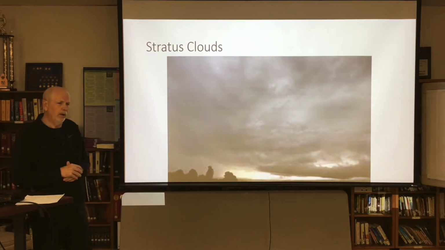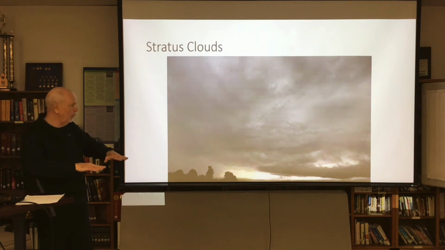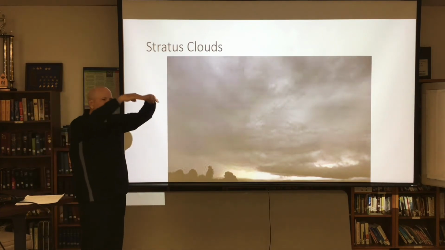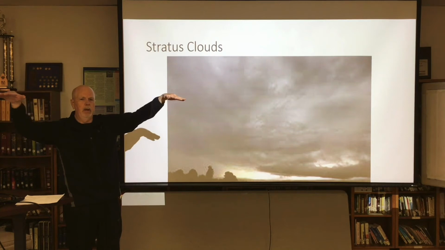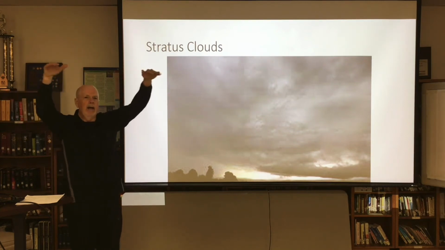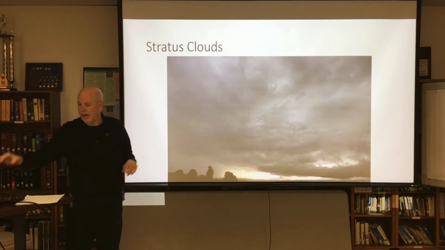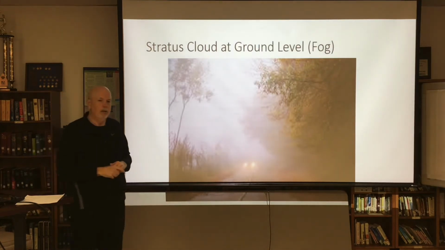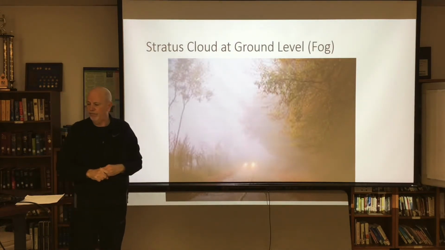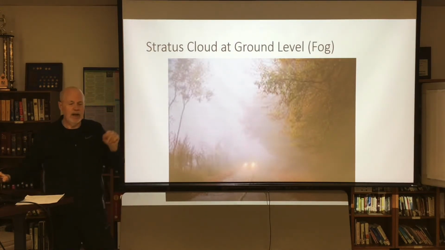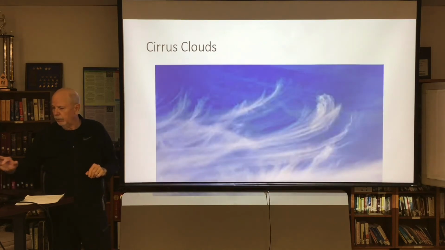So this morning, I was driving my car and there was a stratus cloud so low it was actually on the ground. So these stratus clouds are kind of like blankets of clouds, and they can be higher up in the air, or sometimes they might even be down at the ground level, causing fog. So our second type of cloud is a stratus cloud.